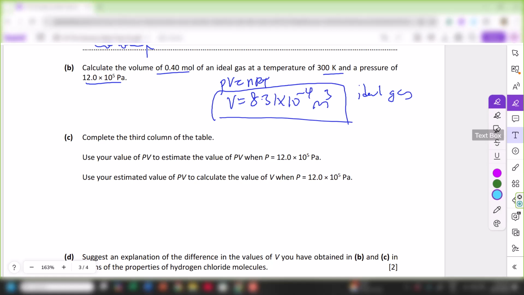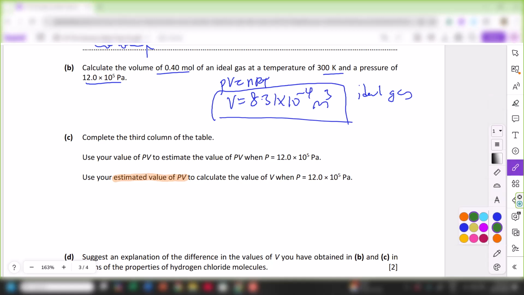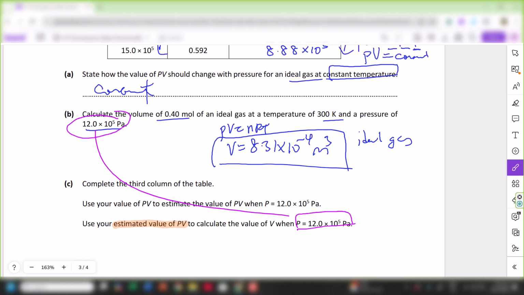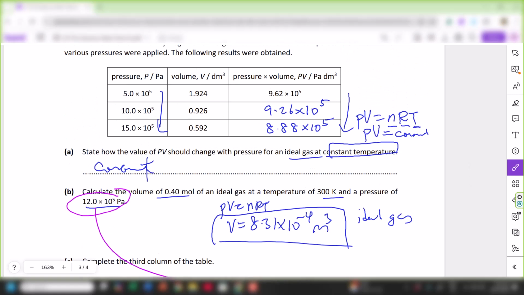This question tends to make students a bit confused, because they think that estimate means anyhow. It's not really anyhow. You need to have some basis for your estimation. You need to base it on something. They want you to calculate the value of V when P is this. You notice that we're looking at the same P here. So you are probably going to expect the values to be a little bit different, and based on the difference, they might want to ask you why there is that difference. That's usually how the thought process of a question will flow.